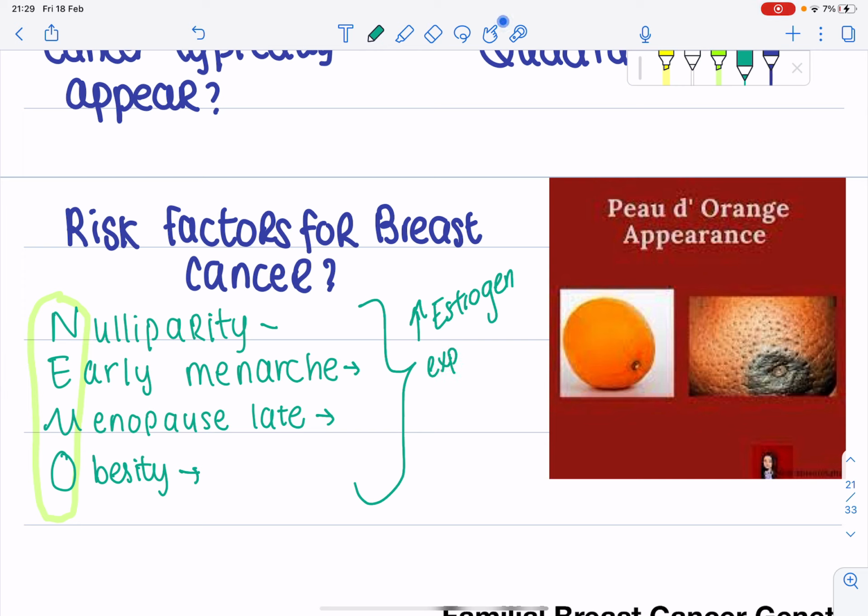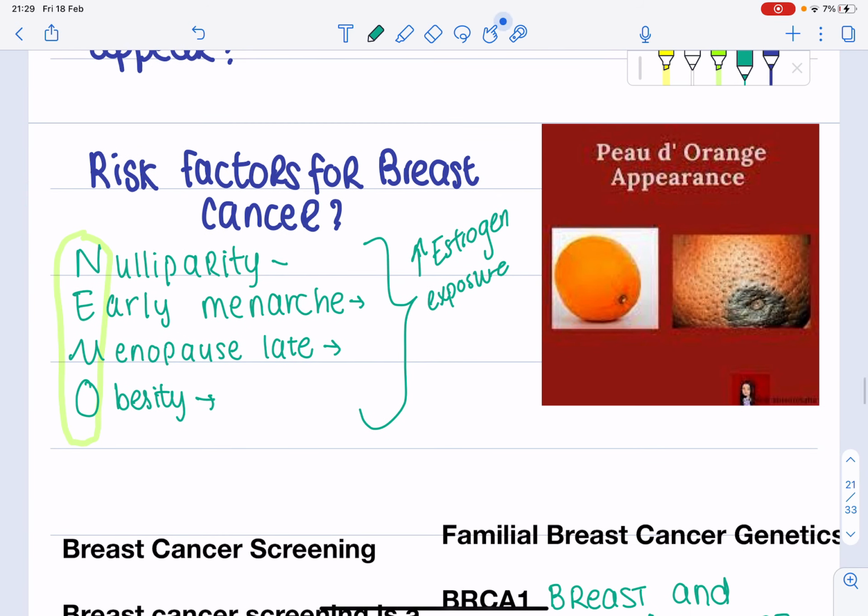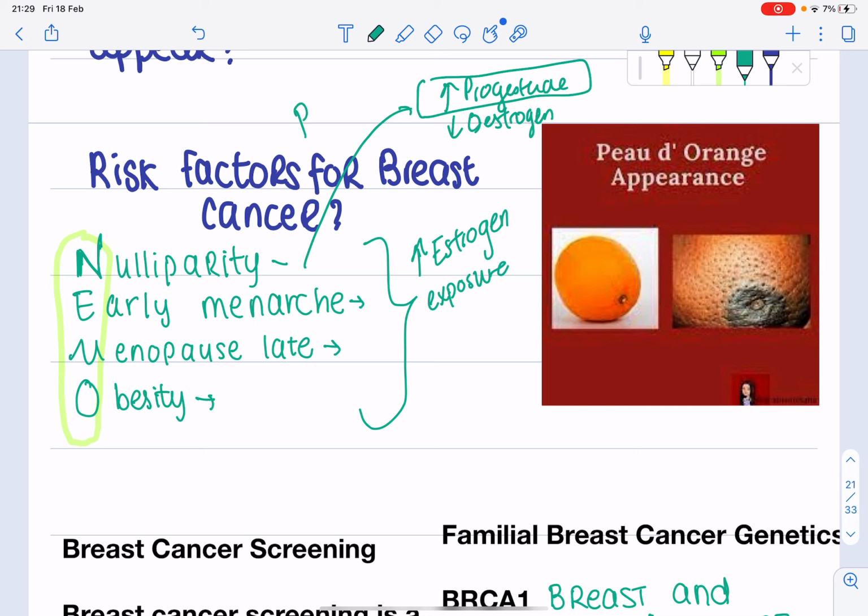And increased estrogen exposure throughout a woman's lifetime may happen in all of these conditions, because remember, with nulliparity, when women go through pregnancy, each pregnancy increases progesterone and the hormonal effects of estrogen are minimized. Therefore, having more kids and therefore having these hormonal changes is actually protective. So having more pregnancies is a protective factor when it comes to breast cancer.